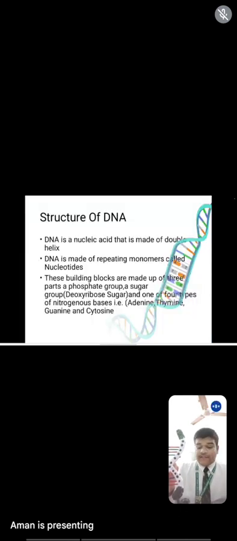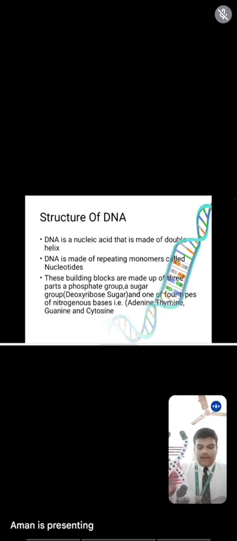Moving on to the structure of DNA. DNA is a nucleic acid that is made up of a double helix. Double helix means that it is made up of two helices with a phosphate. DNA is made up of repeating monomers called nucleotides. Polymers are those which are made up of more than two monomers, a group of monomers. And DNA is a polymer.